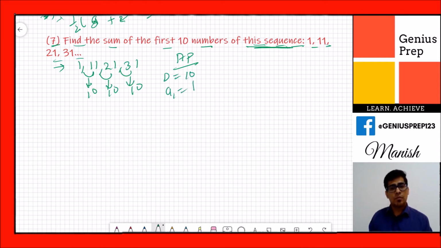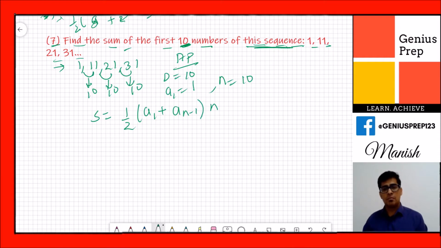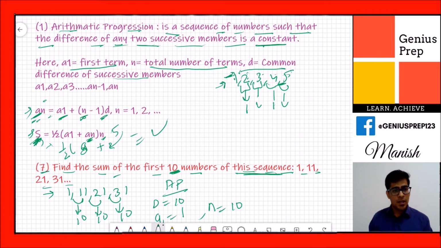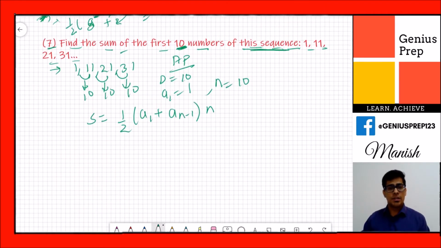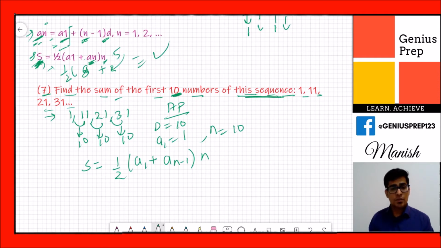a1, the first term, is 1, and we have to find the summation of the first 10 numbers, so the total number n is 10. You know the formula of summation: S equals 1 by 2 times (a1 plus an) multiplied by n. I hope this formula is right. If you remember this formula, you will get the answer very quickly. So it's not an minus 1, it is an multiplied by n.